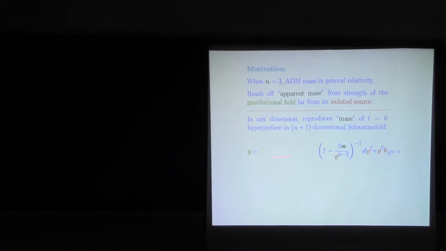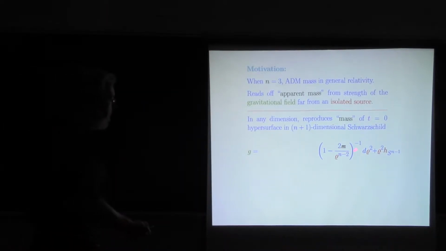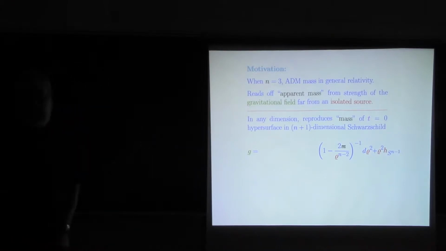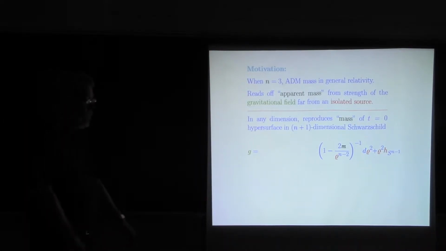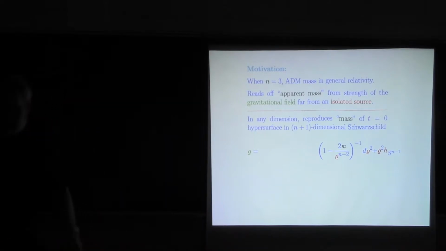All right, so if you cut out the time direction, this is what the metric looks like. It depends on a certain quantity m, which is called the mass, the Schwarzschild mass. So this is in n equals 3. This is a good model for the exterior gravitational field of a star that's not rotating too fast.